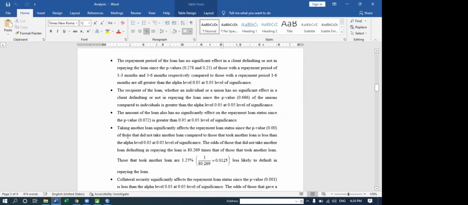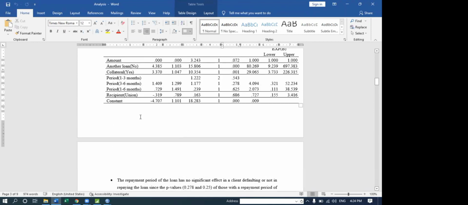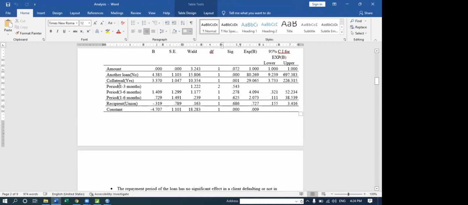So the third variable I interpreted here is whether they will take another loan. So now let me show you how to interpret in detail. Taking another loan is significant. So because it's significant, we interpret it. Let me show you before we read what is there. You compare no with yes. We'll talk about no and yes, then about this b, and about exponent of b.